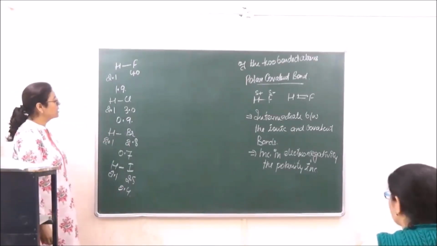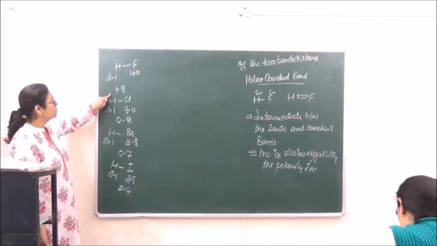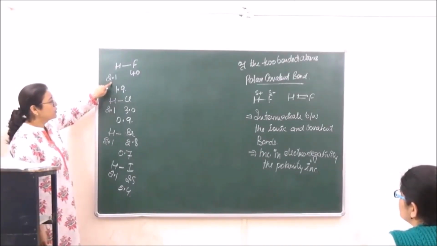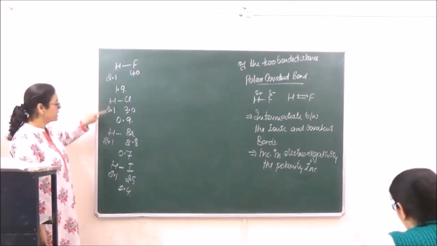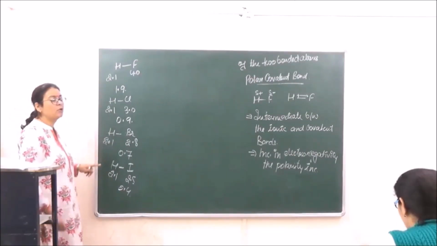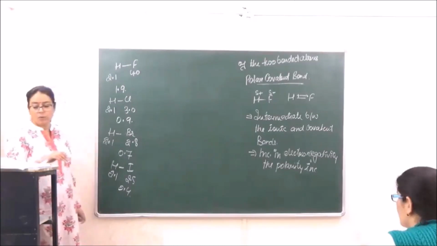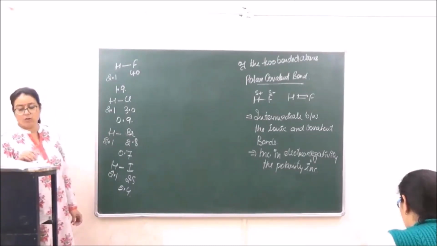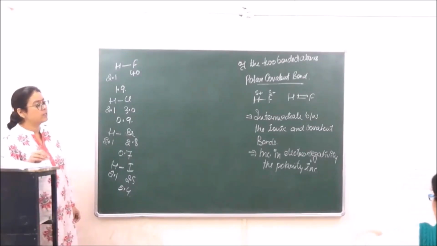Depending upon the electronegativity difference, the maximum difference is in the case of HF. So HF is going to be most polar, then HCl, then HBr, and the least polar is going to be HI. So polarity depends a lot on what? It depends upon the electronegativity difference.